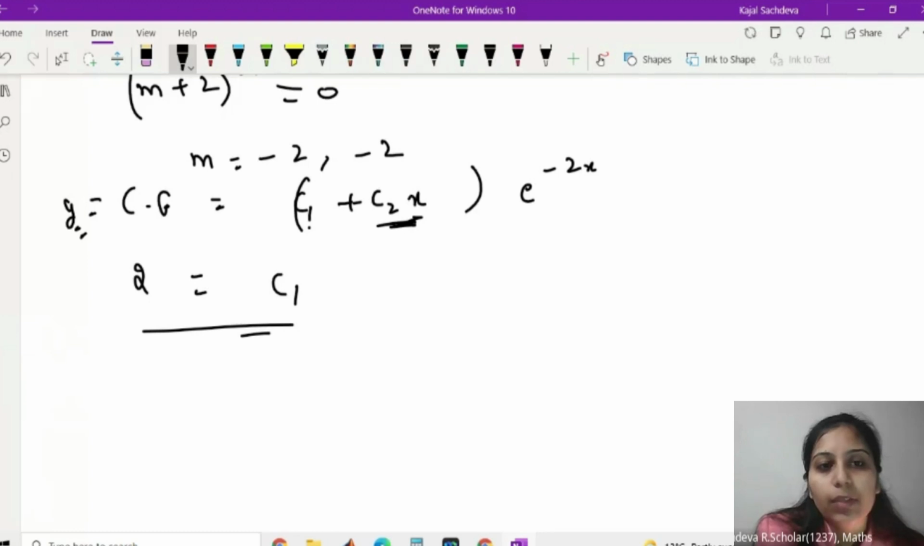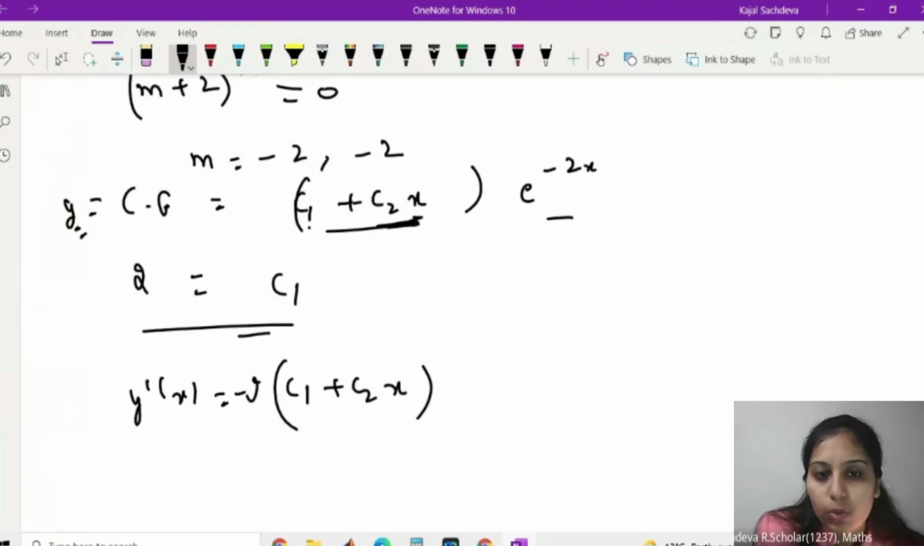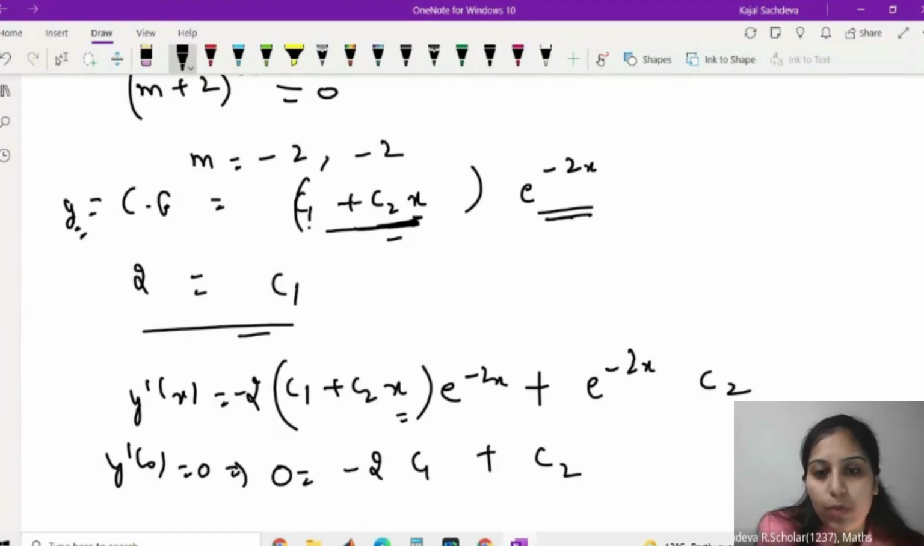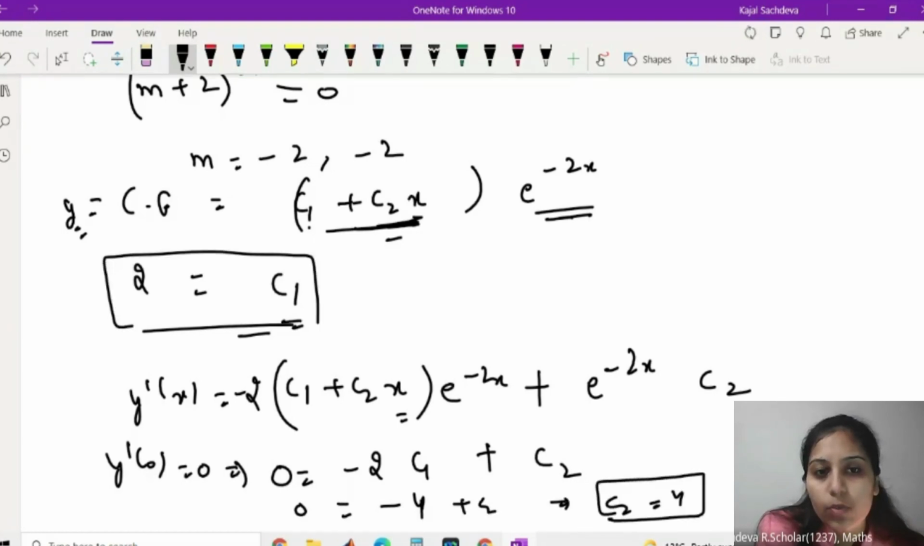And the derivative of this equation, y dash x, is (C1 plus C2x) as it is, using the u into v rule, into minus 2 e raised to power minus 2x, plus e raised to power minus 2x as it is, and the derivative of the first part is C2. Just put y dash(0) is equal to 0. 0 is equal to minus 2 into (C1 plus 0), plus e raised to power 0, which is 1, into C2. So C1 is equal to 2. Put C1 is equal to 2, we get minus 4 plus C2, so C2 is equal to 4. We get C1 is equal to 2 and C2 is equal to 4.